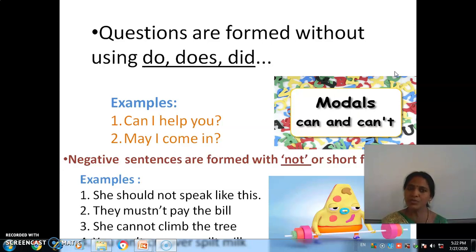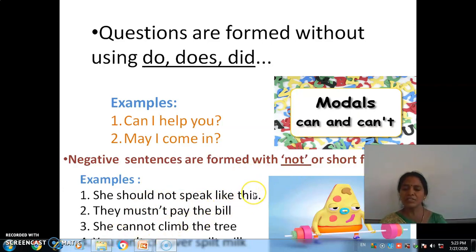Remember I told you the mode of talking will be known by the way the modals are being used. When we use the modals in a sentence, you will understand in what mood this particular sentence is. Negative sentences are formed with not or the short form of not, n't. She should not speak like this. She mustn't pay the bills.